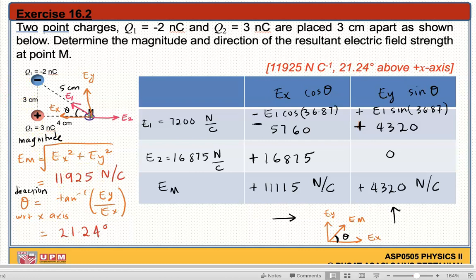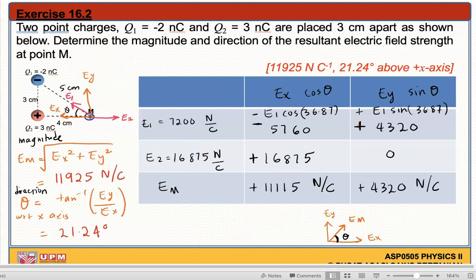So if my question asks, what is the direction of the electric field at point M? Your answer would be: the direction is 21.24 degrees above the x-axis. To know whether it is above or below the x-axis, you need to draw this diagram first. You need to know your EX and your EY. If your EY is positive, go up. If your EX is positive, go to the right. Your EM will always be in between the EX component and the EY component.